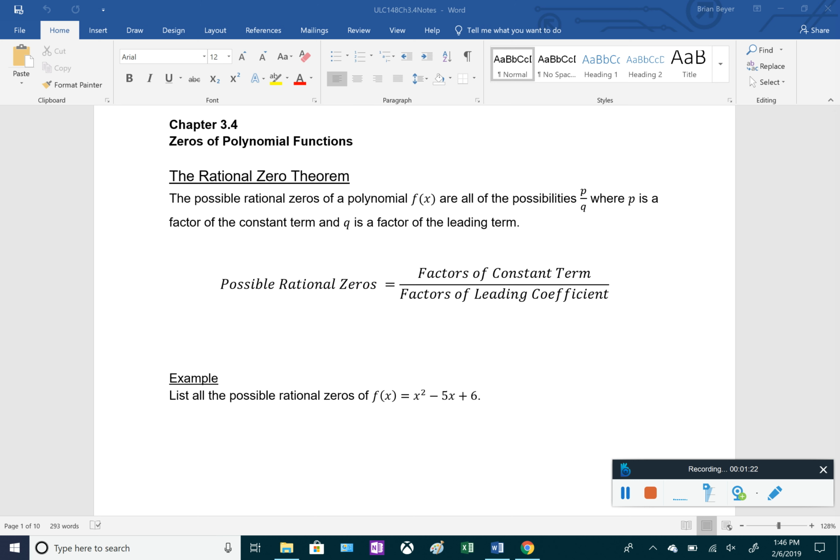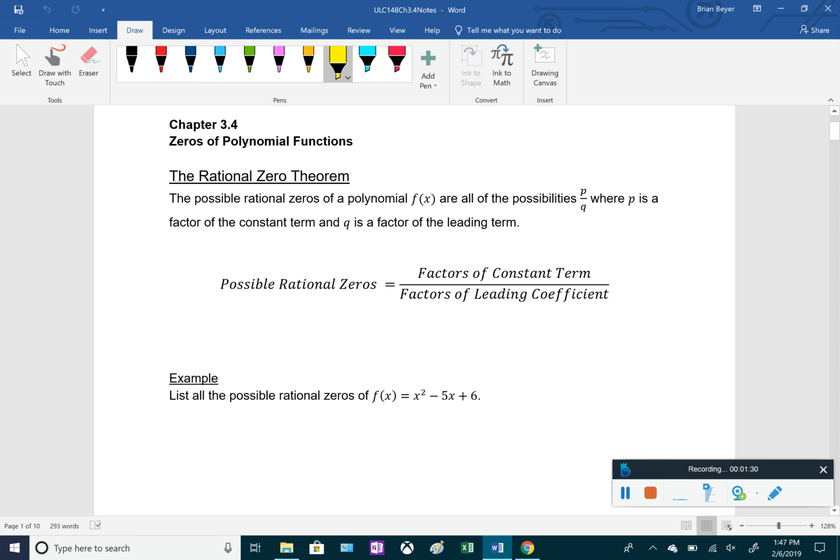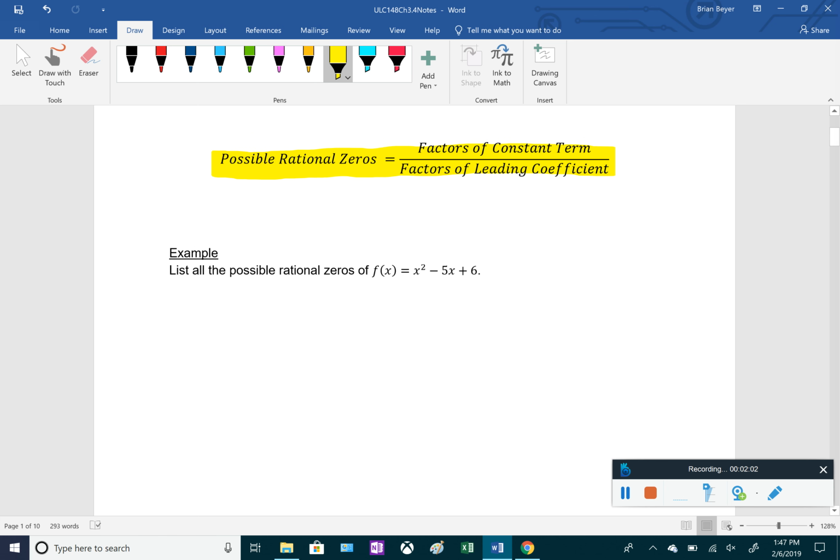So the rational zero theorem says the possible rational zeros of a polynomial are going to be all of the possibilities p divided by q. A rational number is just a ratio, a fraction, where p, the numerator, is a factor of the constant term, and q is a factor of the leading term. So it's going to be this little setup right here. We have to find the constant term, so it's just going to be the numerical term. Then we have to find the leading term and figure out what the factors of that term are going to be. We're going to come up with every possible combination of all of those, and those are going to be our possible rational zeros. So let's do this example.